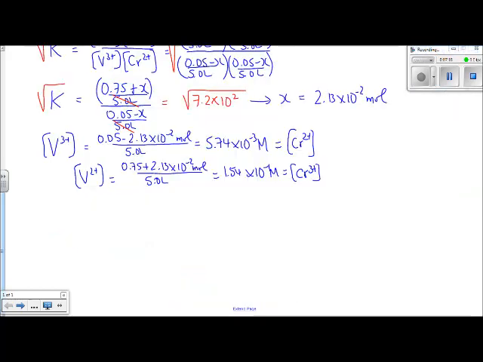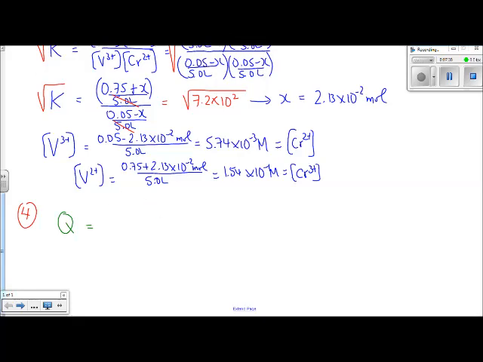Cr3+. Now you want to check you've done everything right. You want to be able to go home and have a good sleep. You can always calculate Q. Q being equal to concentration of products over concentration of reactants. Whoops, that's not the concentration of products we have there.